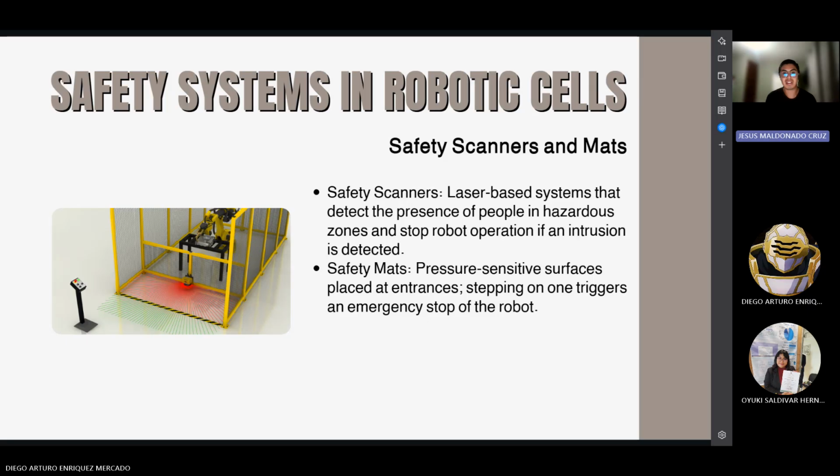Safety scanners and mats. Safety scanners are laser-based systems that detect the presence of people in hazardous zones. Safety mats are pressure-sensitive surfaces, and stepping on one triggers an emergency stop of the robots.